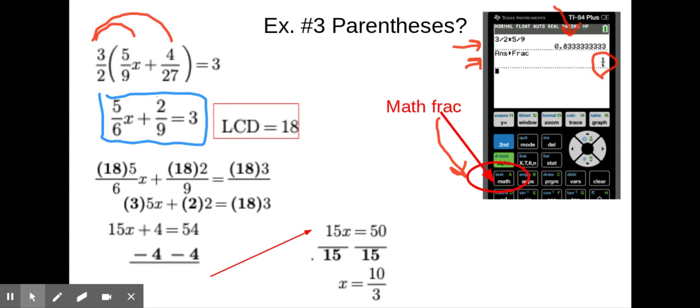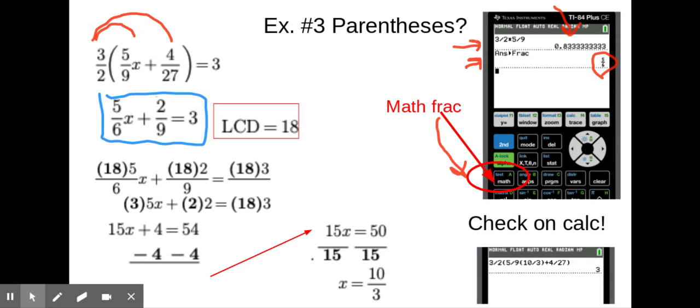You can try the Math Frac feature on your calculator again. Simply do 50 divided by 15 and go through the Math Frac feature again. Again, you can check on the calculator. Just make sure that you use the parentheses properly. The parentheses that are given in the problem have to be there, of course, but use parentheses when you substitute your answer, 10 over 3, in for x.